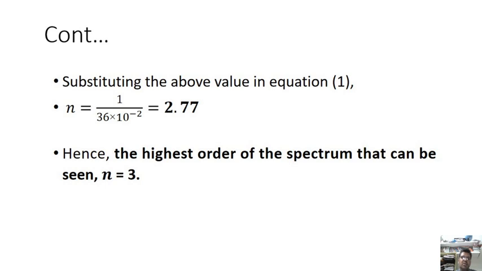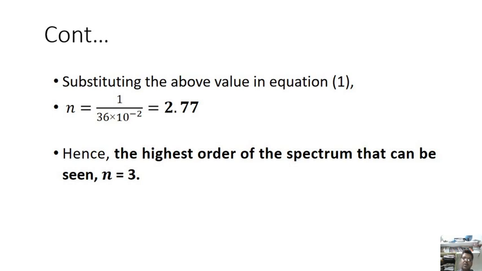That is equal to 2.77. Hence, the highest order of the spectrum that can be seen is n is equal to 3. The highest order of the spectrum is 2.77, and we can say the approximate value is n is equal to 3.